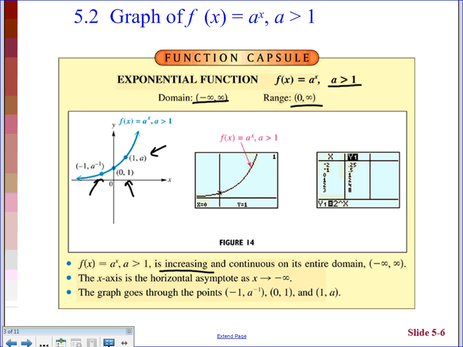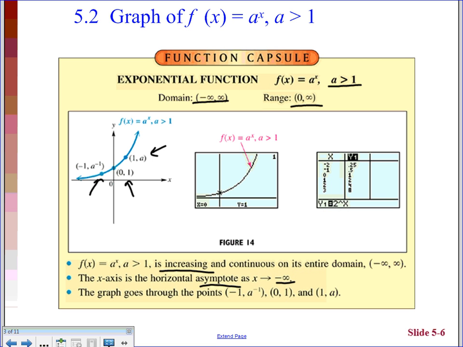From negative infinity up to infinity, it's always increasing. It's getting bigger. The x-axis is the horizontal asymptote. As x goes to negative infinity, it gets closer to that asymptote, but never quite hits it.